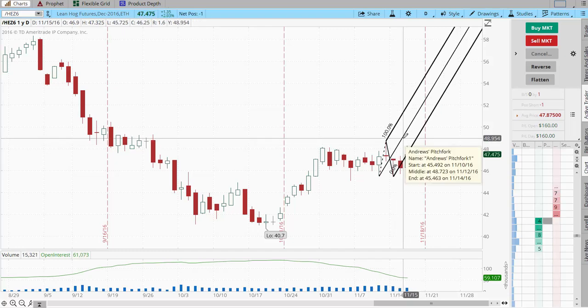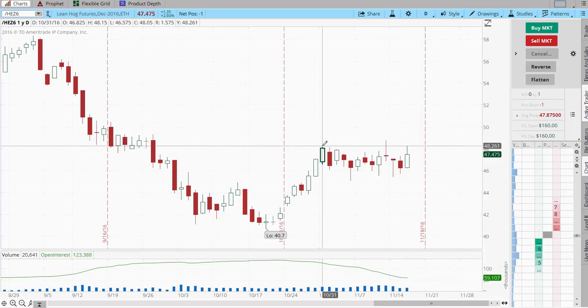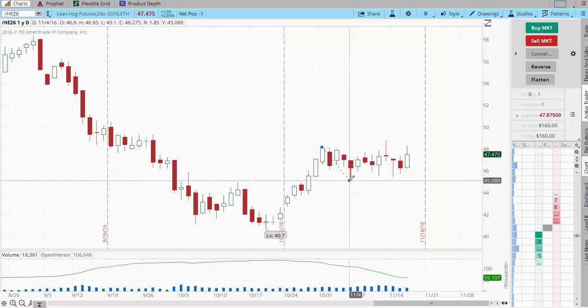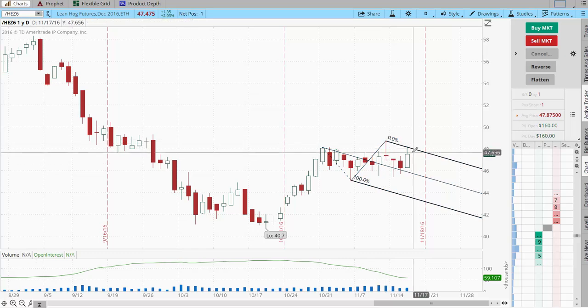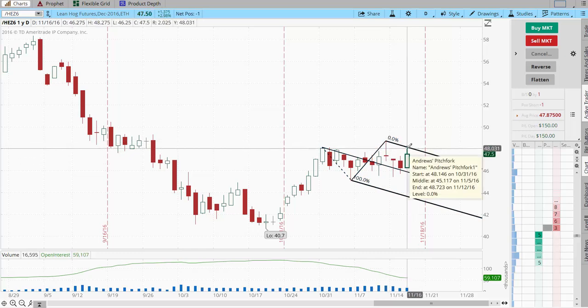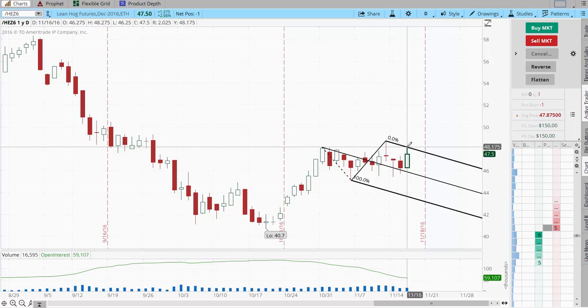And what you're going to find is that very often when this happens, they'll be stopped at the parallel. Isn't that kind of cool? So that gives you a clue as to where prices might reverse when they don't make it to the median line.